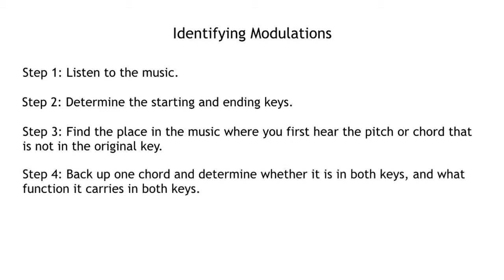Step 4, once you've identified where that modulation sounds like it occurs, we typically back up one chord and determine whether that sound occurs in both keys, and then we can figure out what function that chord has in both keys. And finally, step 5, you can label the modulation. So let's put those steps into practice.